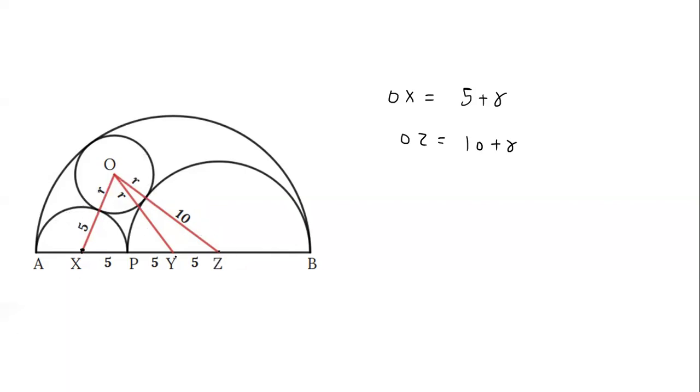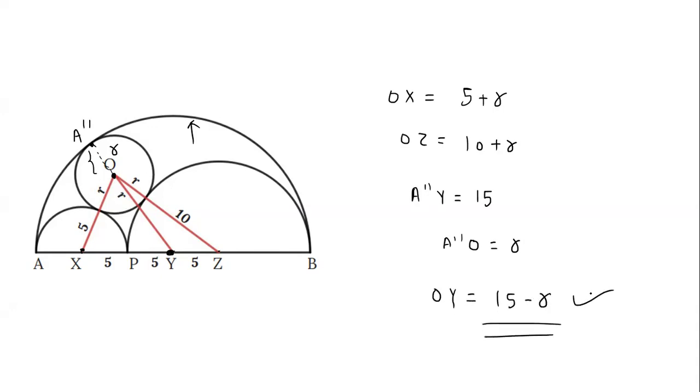And now you see Y is the center of this bigger semicircle. If I extend this line, let's assume this is the A double dash point. So A double dash Y distance we know as the radius, which is 15, and A double dash O distance we know is the radius. So we can easily calculate this OY distance as 15 minus R. So this OY is 15 minus R. OX is 5 plus R, OZ is 10 plus R, and OY is 15 minus R.